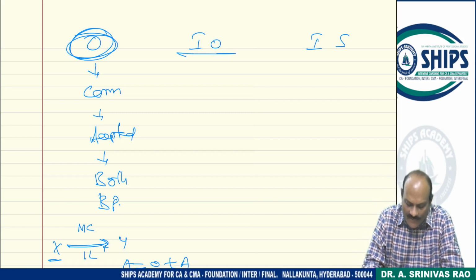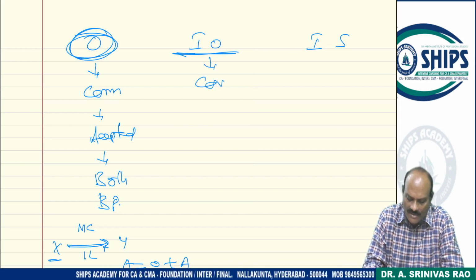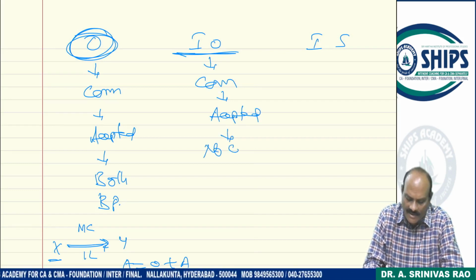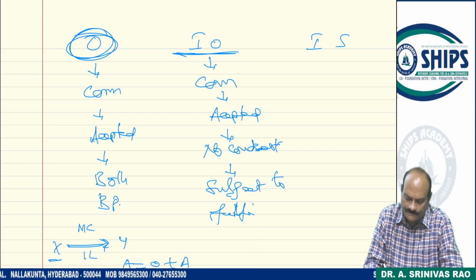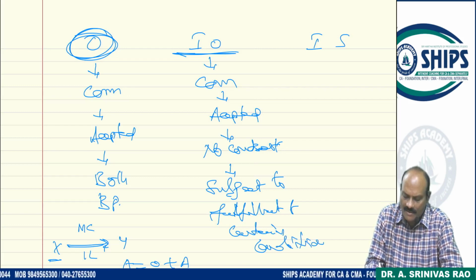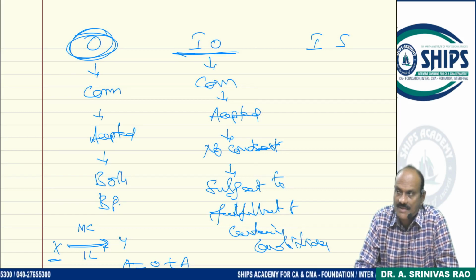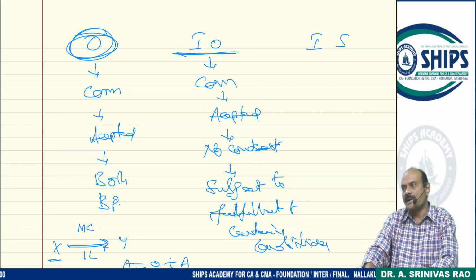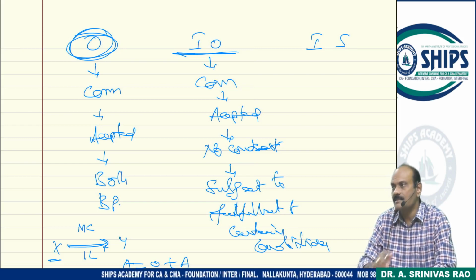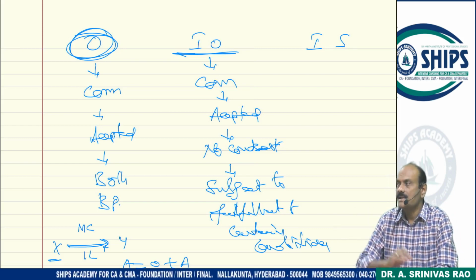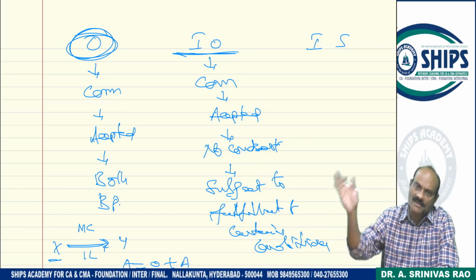Now, second one, invitation to offer. Invitation to offer is also communicated, it is also accepted, but immediately there is no contract. There can be a contract subject to fulfillment of certain conditions. I repeat, invitation to offer is also communicated, it is also accepted, but immediately no contract. There can be a contract subject to fulfillment of certain conditions.